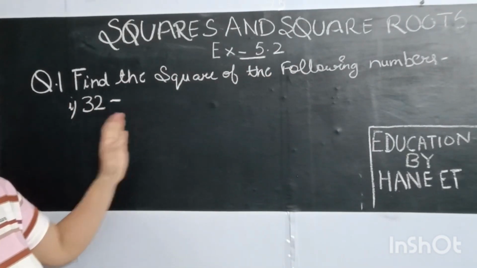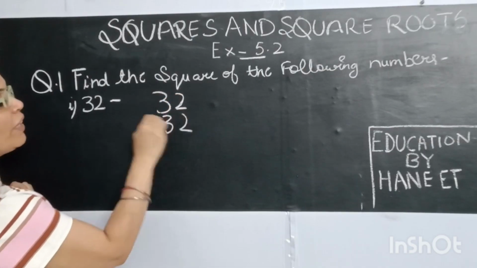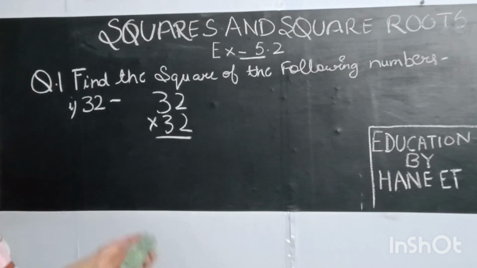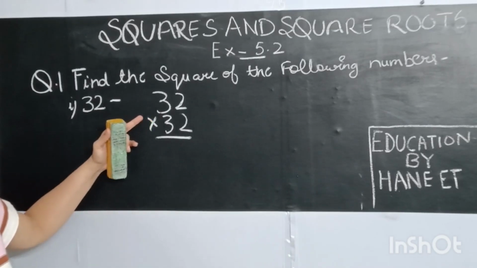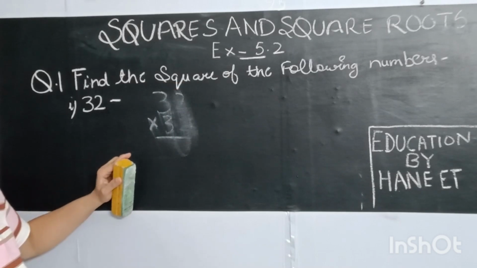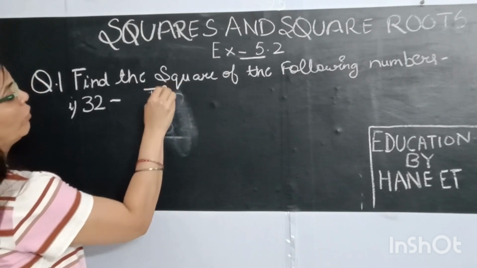Now, as per the chapter, you will multiply 32 two times so as to find the square of this number, right? But here in this question, we are not following this way. I will tell you two ways and you can opt for any one of the two ways which you find convenient. Okay. So let's see the first way first.